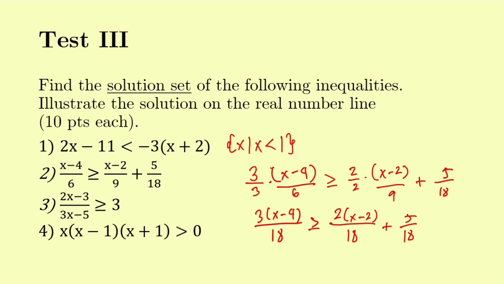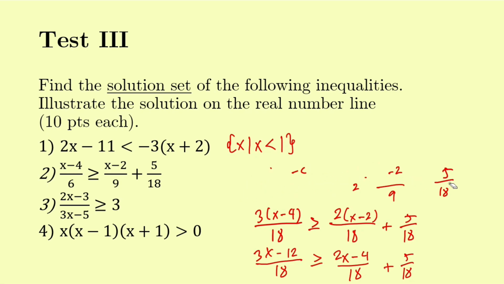Next, magiging 3x minus 12 over 18 is greater than or equal to 2x minus 4 over 18 plus 5 over 18. Let's delete the space here sa taas.